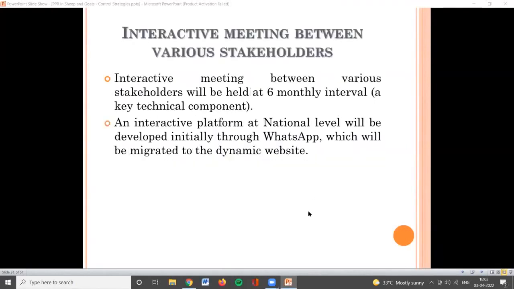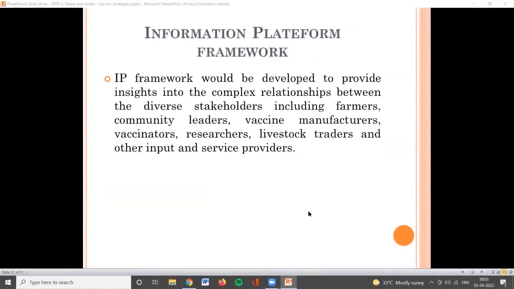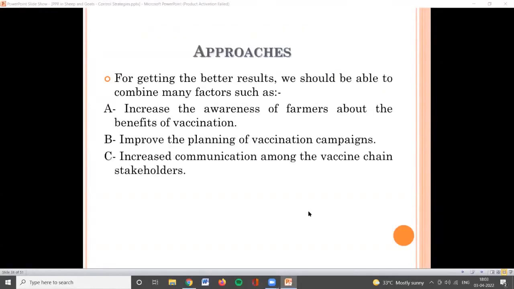There must be an interaction between different stakeholders at a 6 monthly interval. An information platform framework must be developed for effective PPR control and eradication. Approaches are very important. First, we have to increase the awareness of farmers about the benefit of vaccination. We have to convince the farmer that if you go for vaccination, you will be in a beneficial situation.